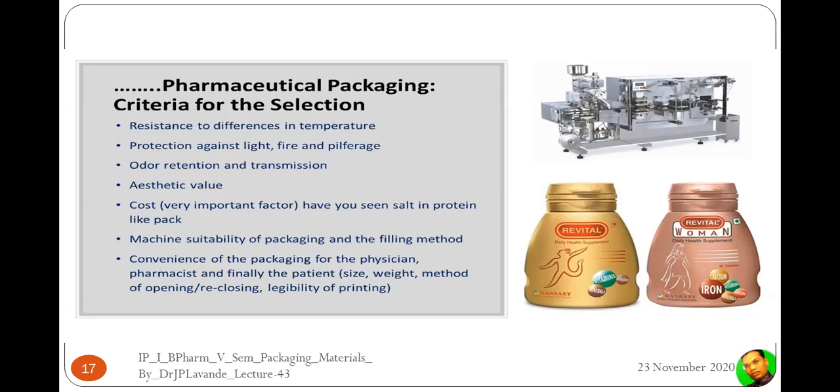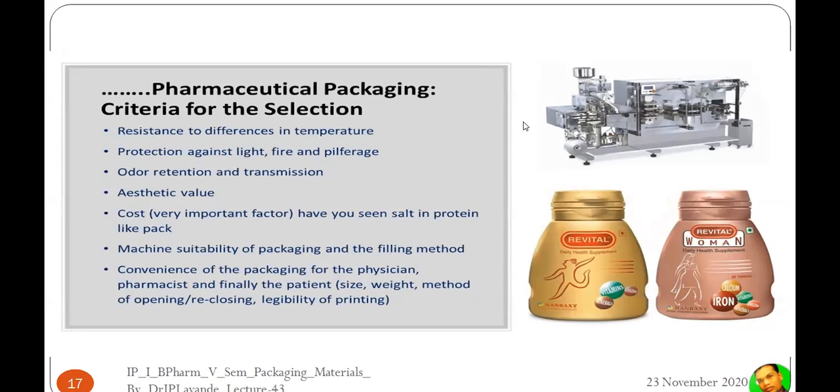It should offer protection against light, fire, and pilferage. The required degree of protection should be offered against fire and pilferage. Then there is odor retention and transmission. There should not be any passage or coming out of odor from the product to the outside. It should have aesthetic value, that is, good looking value.